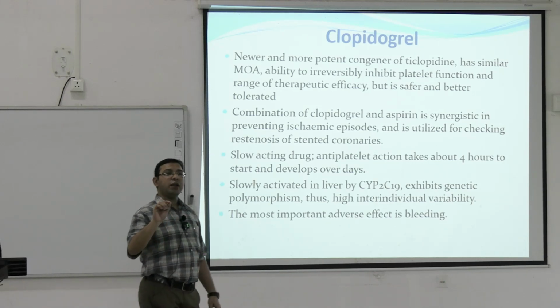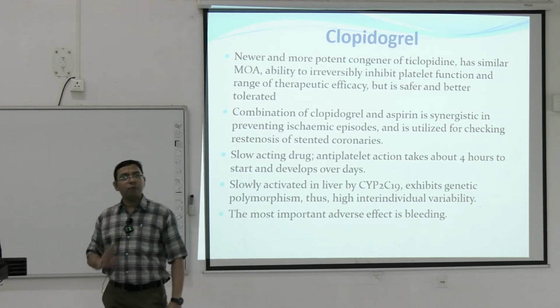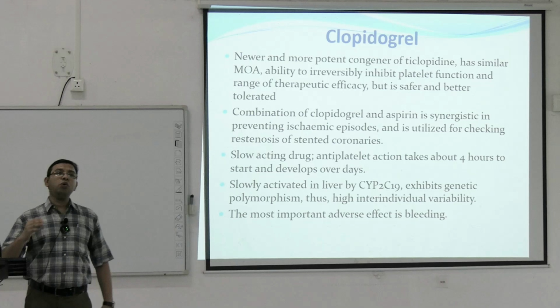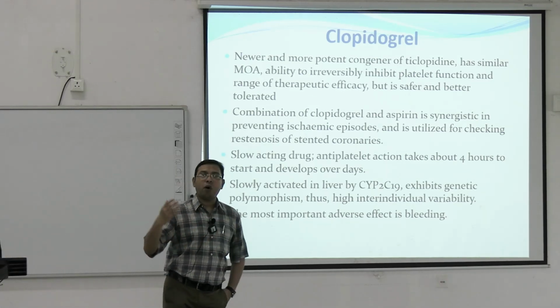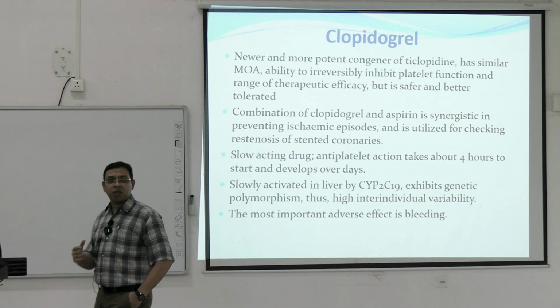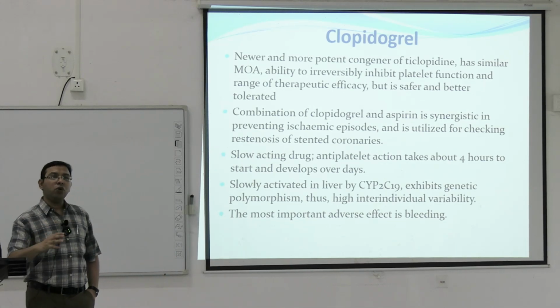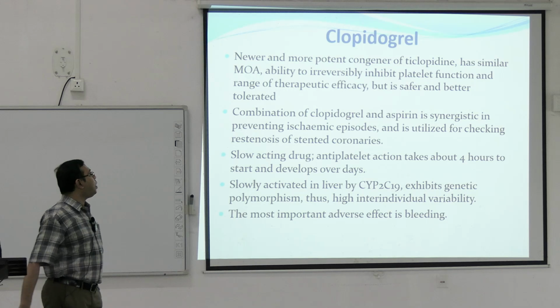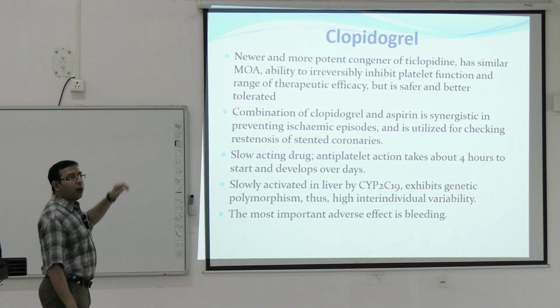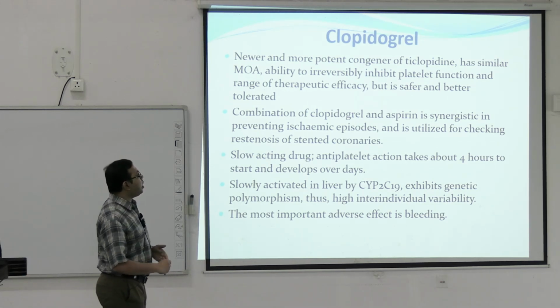This has to be given in a loading dose when a patient comes with myocardial infarction, and this is usually used in different types of ischemic heart disease or when the patient already has a history of myocardial infarction. In all these cases, we have to use aspirin as well as clopidogrel. So it is a newer and more potent congener of ticlopidine.